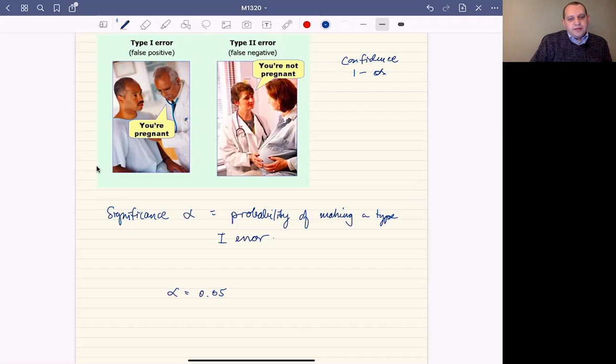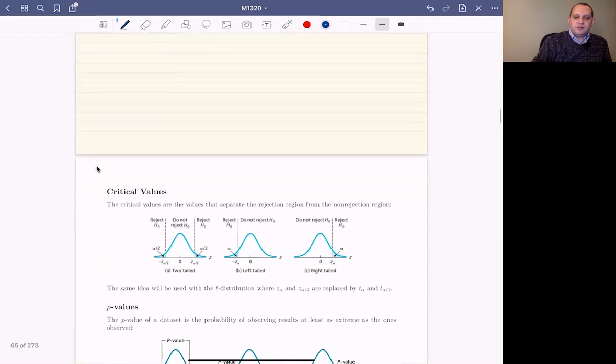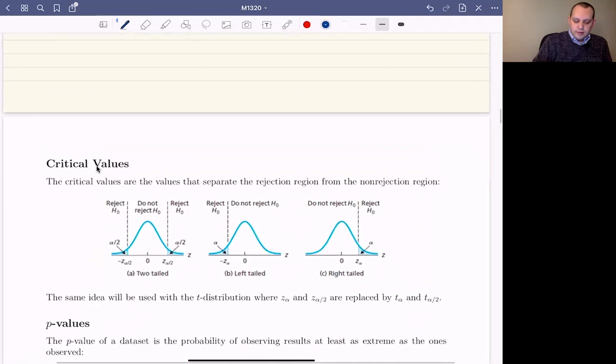There's going to be two ways that we're going to decide whether or not to reject the null hypothesis. Those two ways are going to be using either critical values or p-values. So what I want to do first is to describe the critical value approach.